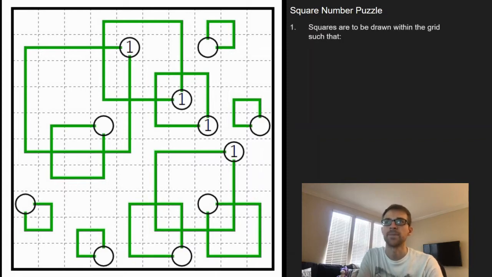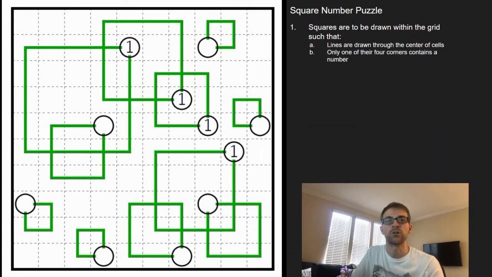The rules state that squares are going to be drawn within the grid such that lines are drawn through the center of the cells. What I have here is an example puzzle so you can see how it looks. Only one of the four corners of each square is going to contain a number or go through one of the circles. The numbers, if there is one, represents how many other numbers are contained within that square. If there's a 0 or no number, that square does not contain any other numbers within it. If you have a 2, you're going to have 2 other numbers contained within the square, and so forth.